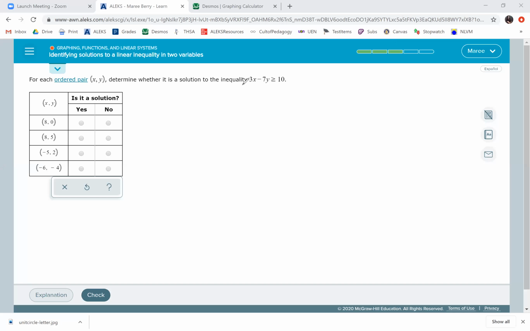Okay, this one we use both x and y. So we have 3 times x, so our x is 8. So 3 times 8 minus 7 times 0, which is 0. Is that greater than or equal to 10? 3 times 8 is 24. So yes, that's greater than or equal to 10. I like the zeros too, that's nice. So 3 times 8 is 24, minus 7 times 5 is 35. That's a negative number. I don't even have to figure it out. I know it's not going to be greater than 10 or equal to.